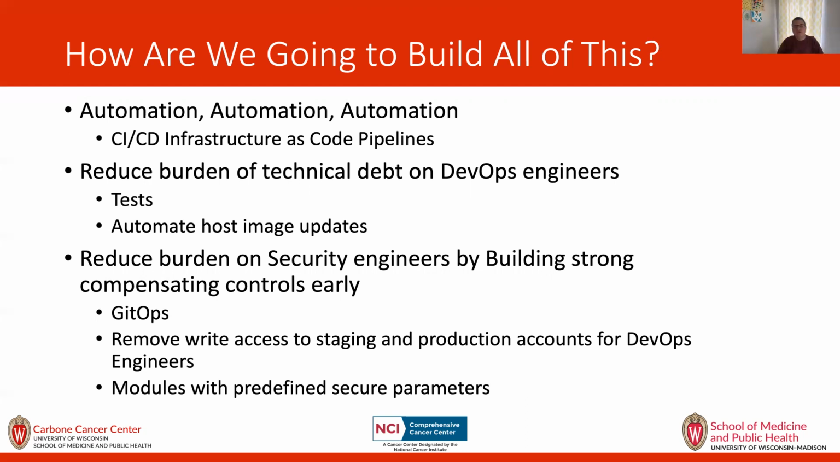So one of those controls is that as a DevOps engineer, I don't have write access to staging and production accounts. All of the changes that I make must go through our infrastructure as code pipeline and be peer reviewed before they get pushed out. And this way, the modules that we wrote that had predefined security parameters don't get inadvertently changed through ClickOps or removed. So it's one less thing for the security team to worry about.